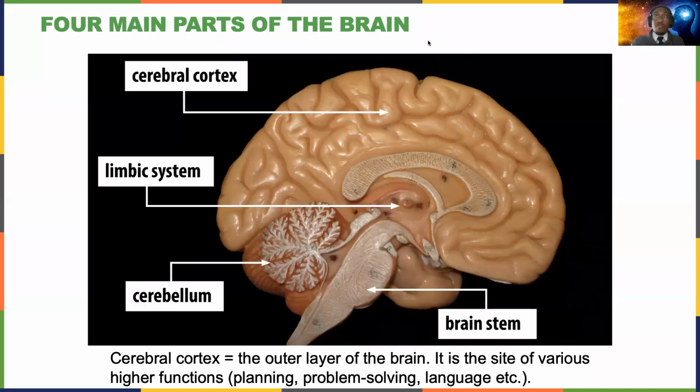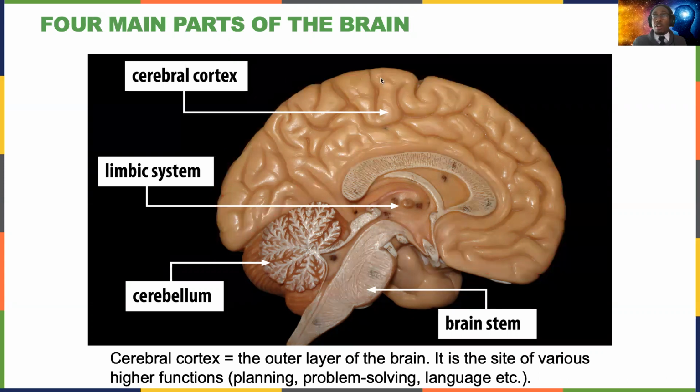So the first of the four main parts of the brain is the cerebral cortex. The cerebral cortex is the outermost layer of the brain, and it's responsible for things that we like to call higher cognitive functions, things that make us different than animals like planning, problem solving, language, as well as some basic things like sending information to the rest of our body to initiate movements.